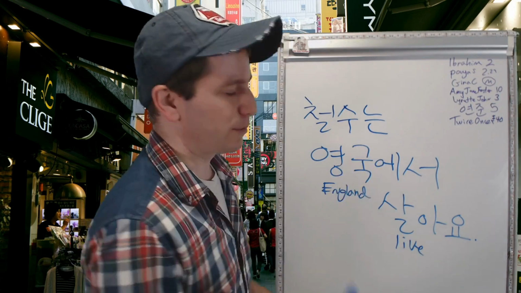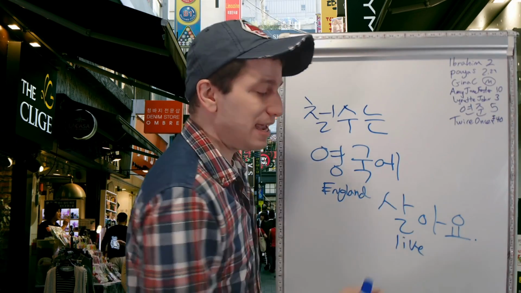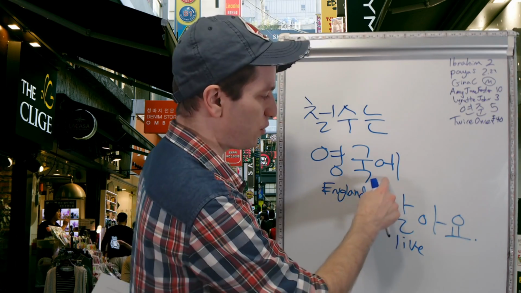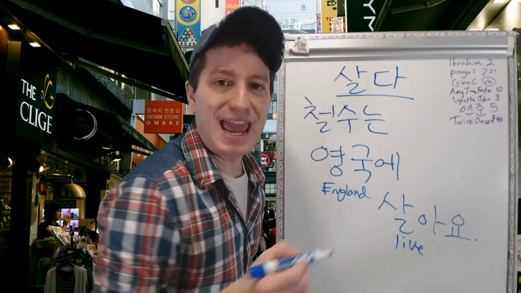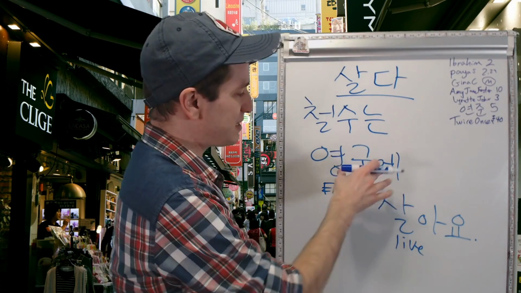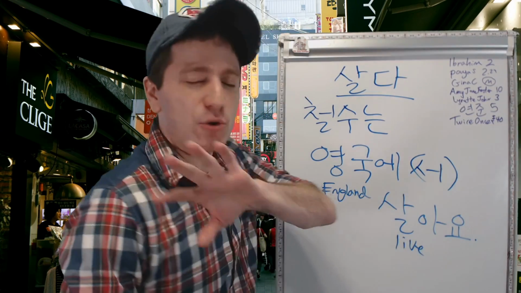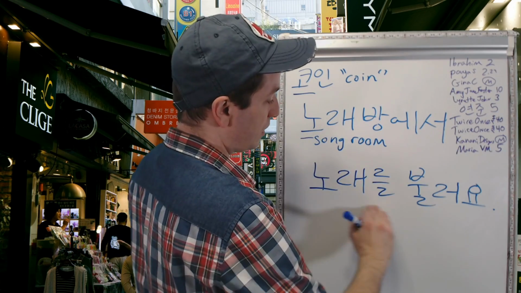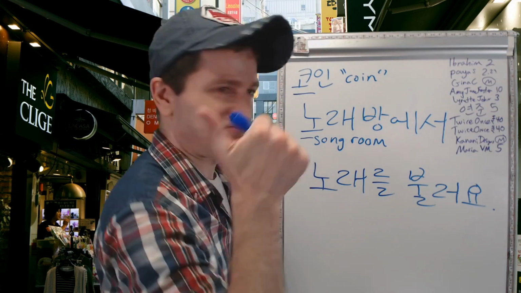If you've seen this form before, you might be thinking, I've seen 에 used with 살다 too. 영국에 살아요 is perfect too, because remember, what is the 에 particle? It marks the location where something exists. 살다 can use both 에 or 에서. So you can say 영국에, or you can say 영국에서 살아요. Both are perfect. So the next example, 노래방에서 노래를 불러요. I sing a song at a song room.